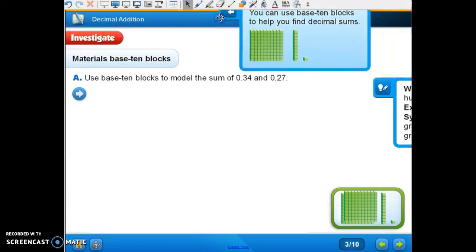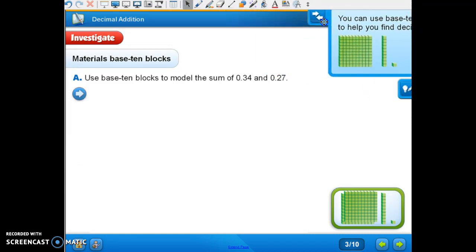You can use base 10 blocks to help you find decimal sums. What is it when we get a sum? What operation are we doing, Mia? Addition. So we take our two addends, we're going to make them with our base 10 blocks, and we're going to group them together to find out our sum.